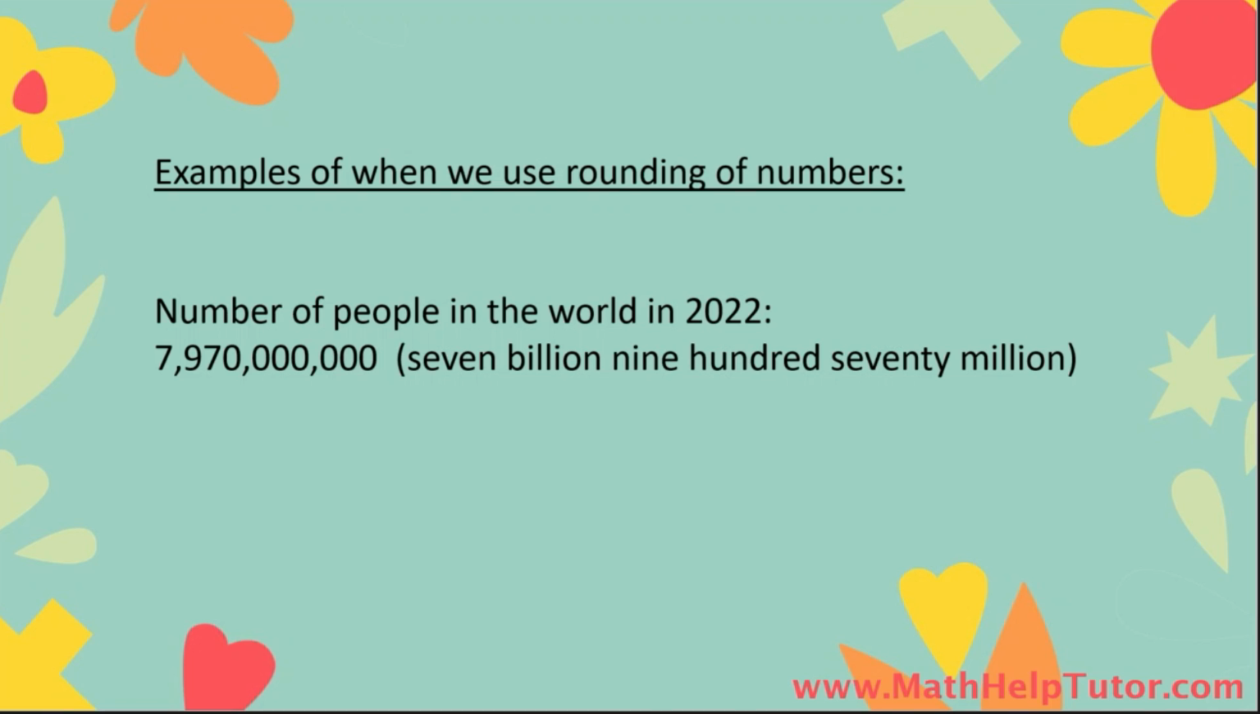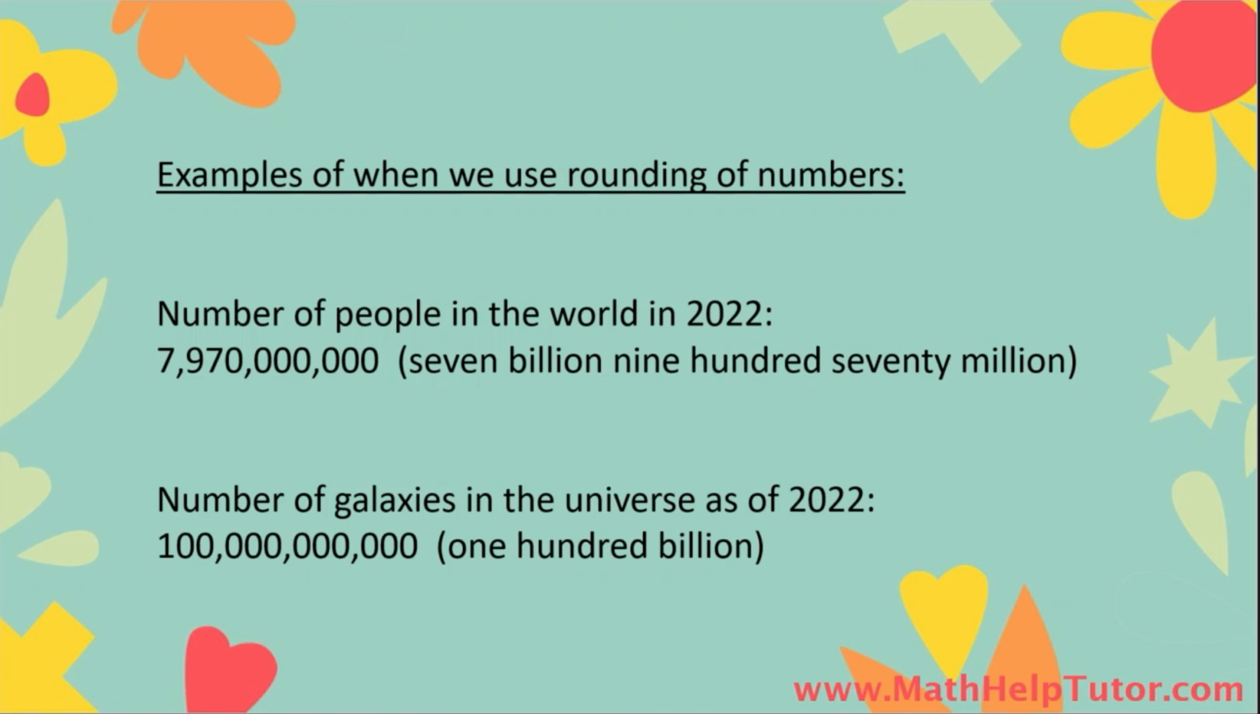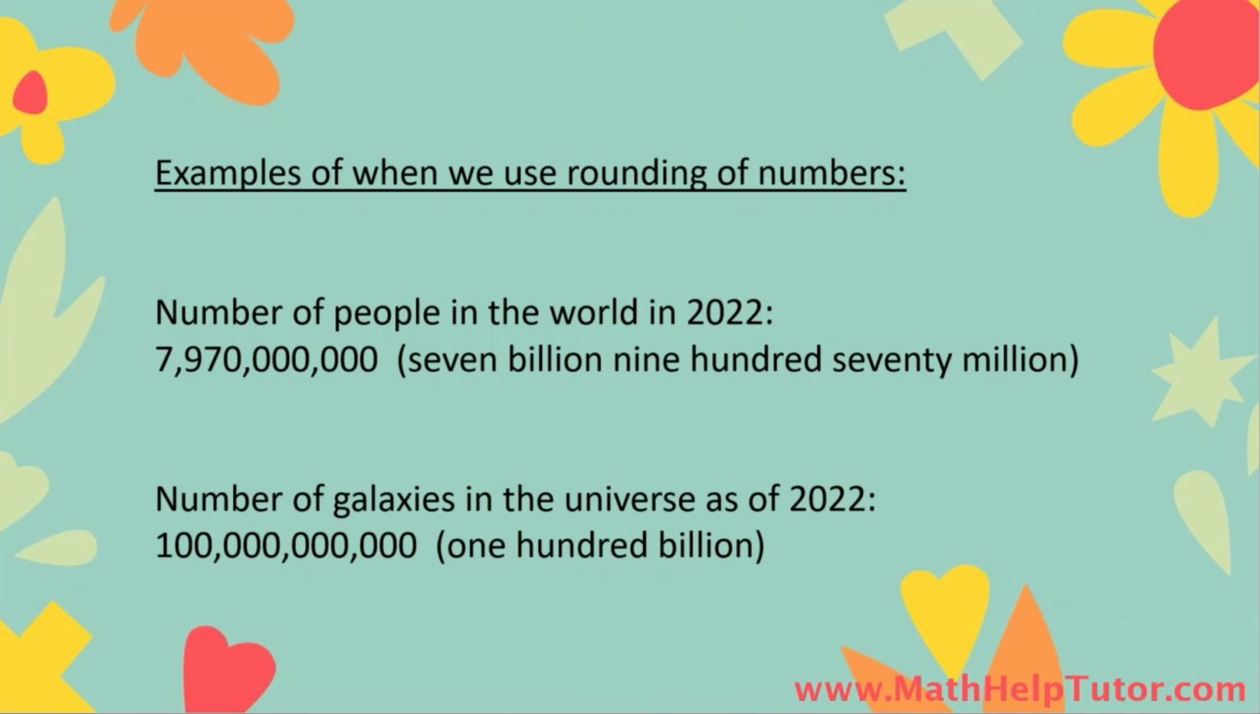Another example is the estimation of the number of galaxies in the universe. Since it is also nearly impossible to specifically count exactly how many galaxies exist, scientists just estimate that there are about 100 billion galaxies in the universe.